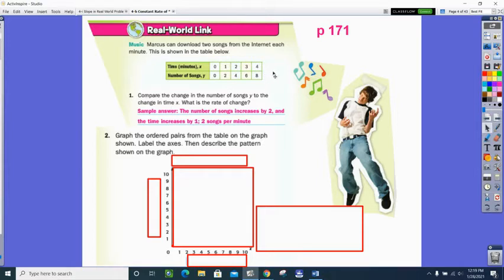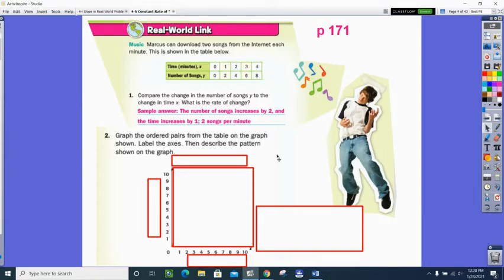Now, if you came out here and you had the 5th minute, and all of a sudden down here it said 9 songs, so you only downloaded 1 song in that minute. Now it is not a constant rate of change. It has slowed down, and things have changed. So just to show you, that wouldn't be constant.